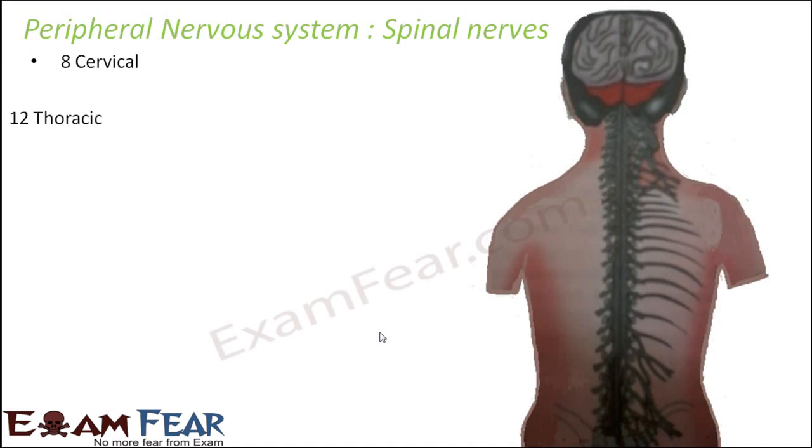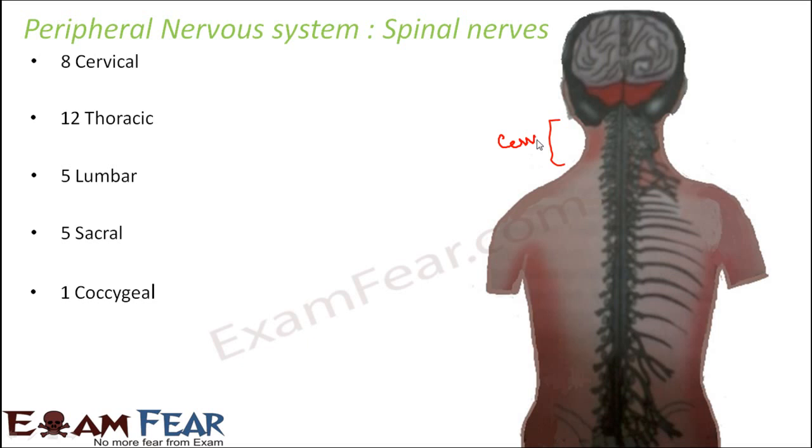Now let us look at the spinal nerves. There are 8 cervical nerves, 12 thoracic nerves, 5 lumbar nerves, 5 sacral and 1 coccygeal nerves. If you see, this portion is the cervical, where you have 8 cervical nerves which are connected to the spinal cord in this region. Then you have the thoracic region where you have 12 thoracic nerves, and then you have the lumbar region, then the sacral region, and the last one is the coccygeal.